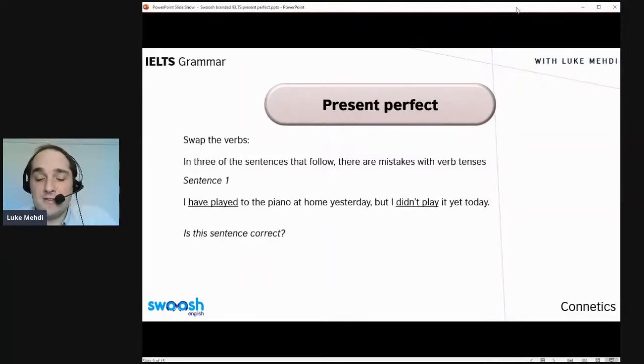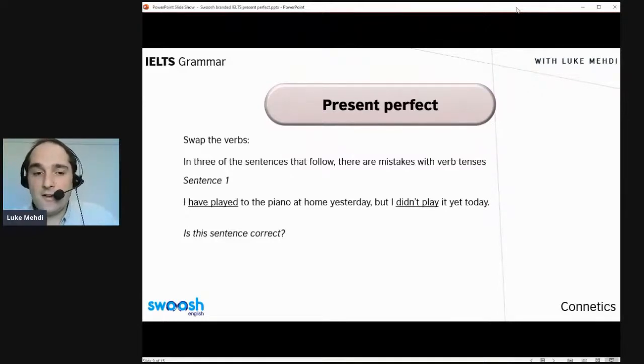Is that sentence correct? What do we think? Yes or no? Just pop in the comments if this is correct use of the present perfect. What do you think? I've played the piano at home yesterday, but I didn't play it yet today.